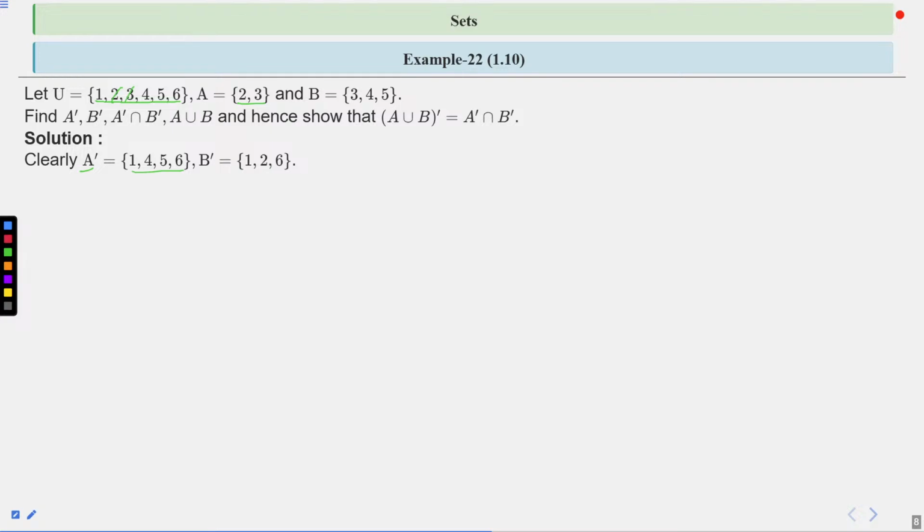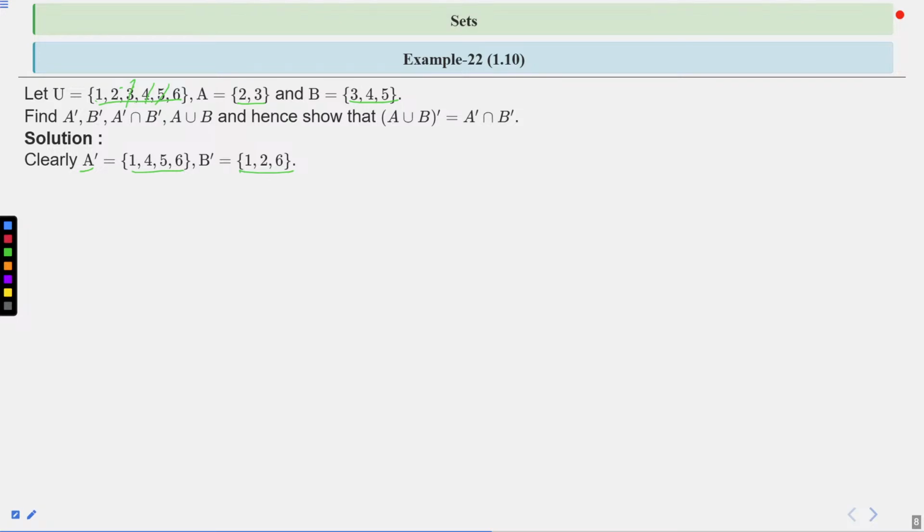Same goes for B. So you have to collect all the elements from the universal set which do not belong to set B. So eliminate 3, 4, 5 from the universal set. You are only left with these 3 elements, and this set will be your B complement.